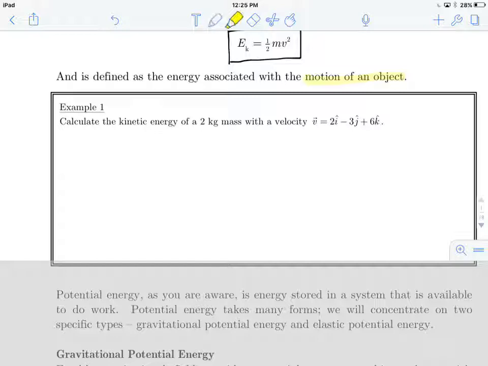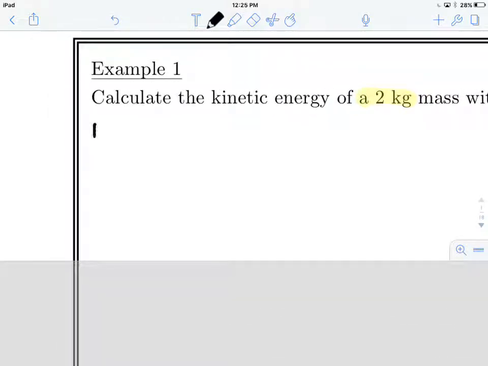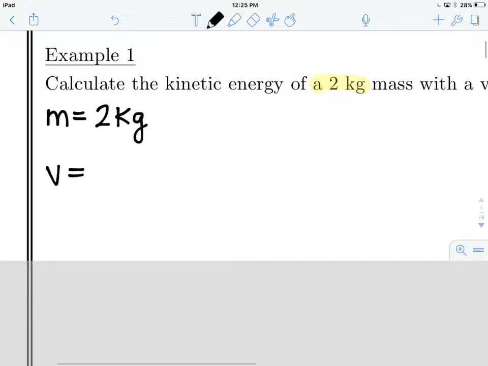So here we have a 2 kilogram mass, and it has a 3-dimensional velocity, 2I hat minus 3J hat plus 6K hat. And the first thing that we can write, of course, is that mass is equal to 2 kilograms. And we need to be able to find the velocity. We have it in this form, 2I hat minus 3J hat plus 6K hat.